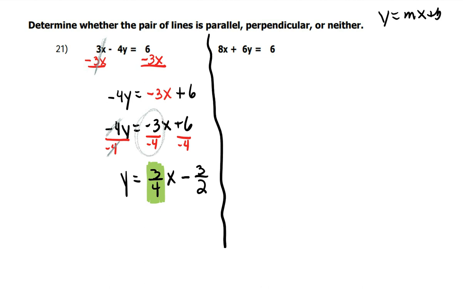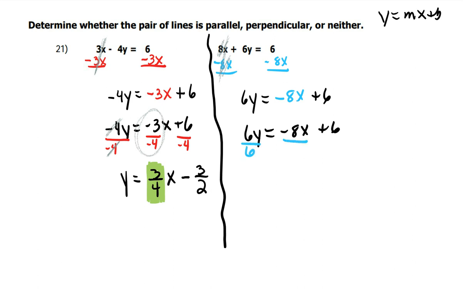Okay, and now we're going to do the same thing, but on the other one. So I am going to subtract the 8x from both sides. That cancels that. So I'm left with 6y equals, and I'll put the negative 8x in front of the plus 6. And then the next step is you're going to divide off the 6, and you have to divide it on everybody. And 6 over 6 leaves me with y. And then negative 8/6 would reduce to a negative 4/3 x plus 6 over 6 is 1. And now I've got to look at this one.